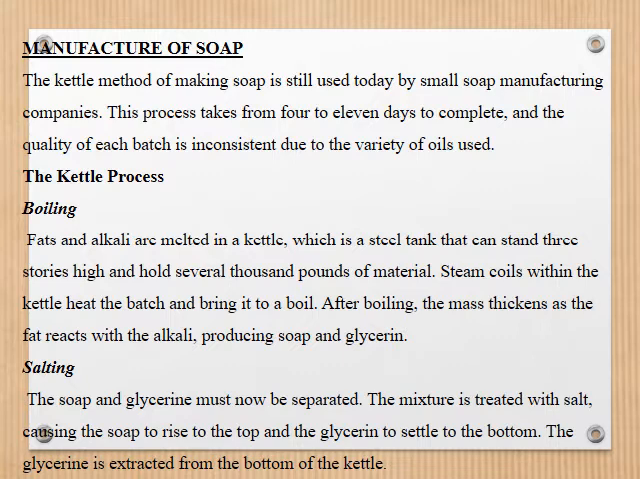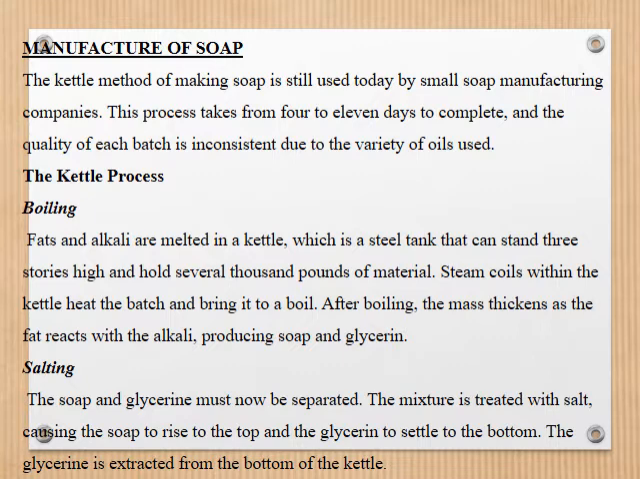The first step is boiling. Fats and alkalis are melted in a kettle, which is a steel tank that can stand 3 stories high and hold several thousand pounds of material. Steam coils within the kettle heat the batch and bring it to boiling. After boiling, the mass thickens as the fat reacts with the alkali, producing soap and glycerin.